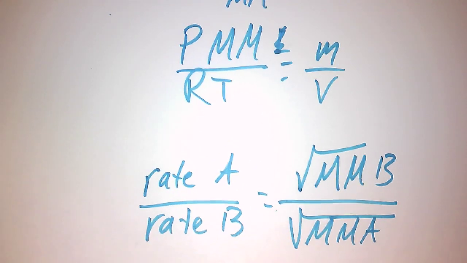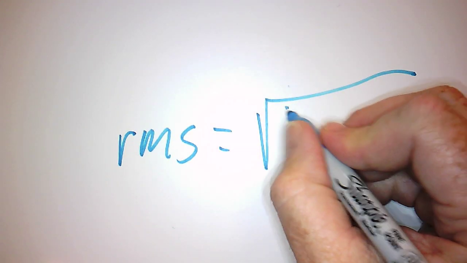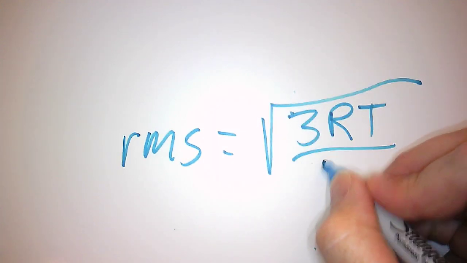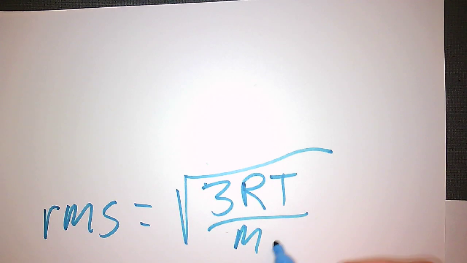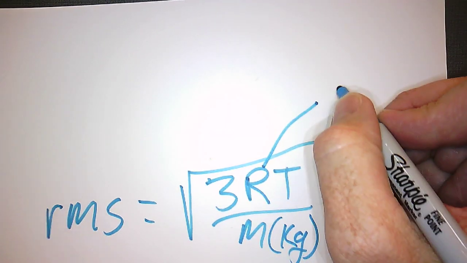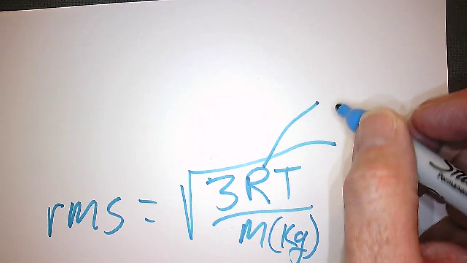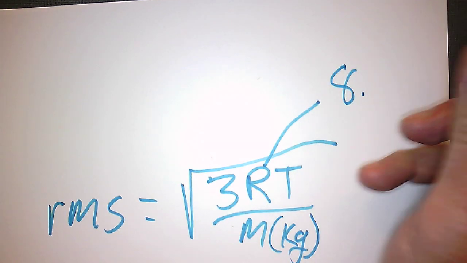That's not root mean squared, is it? No, but it's related. So root mean square, if you remember, RMS, is equal to the square root of 3RT over M, which is the mass or molar mass, in kilograms. So that's a key thing. This has to be in kilograms, and this is the other R. They give you both R's. It's 8 point something, whatever it is.